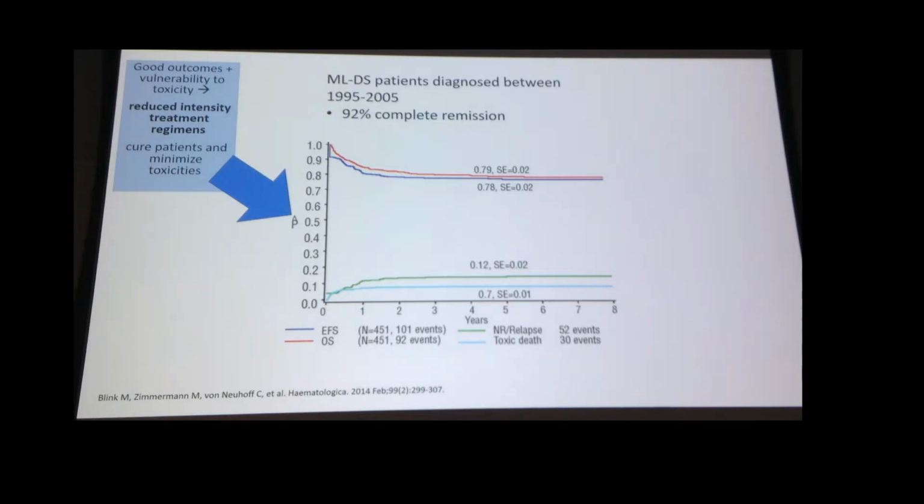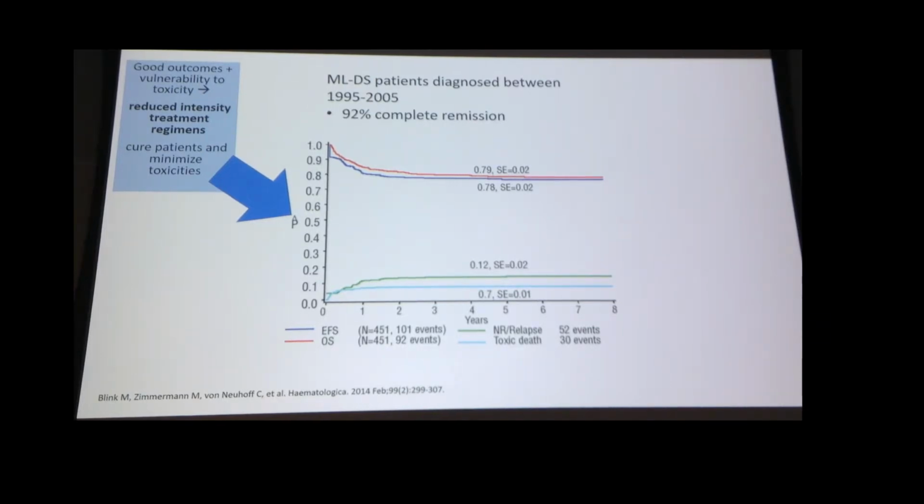And with this figure, I just want to hit home to you that we've kind of got a couple of groups of patients among this cohort of children with myeloid leukemia and Down syndrome. First of all, we've got the 80% of patients who have really good outcomes, but they're all very vulnerable to toxicity. So we can treat them with reduced intensity chemotherapy, and they still do very well.